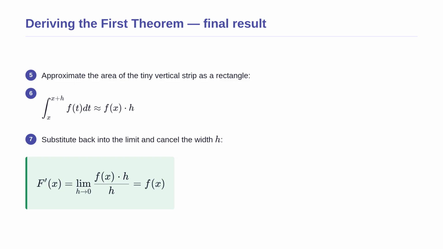The width h completely cancels out from the top and bottom. This leaves us with the final beautiful result. The derivative of the area function is exactly the height of the function itself.